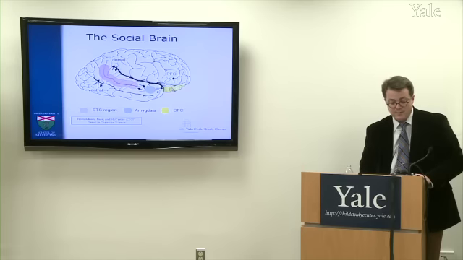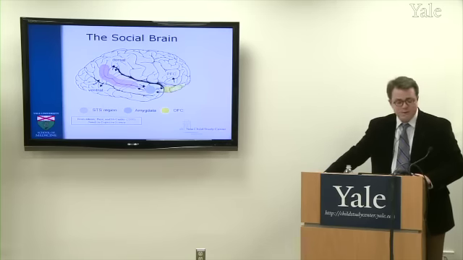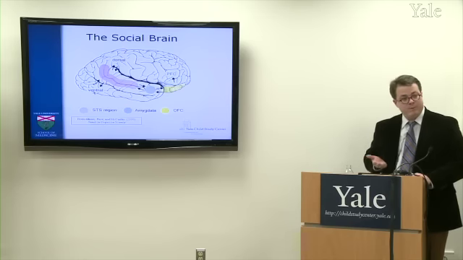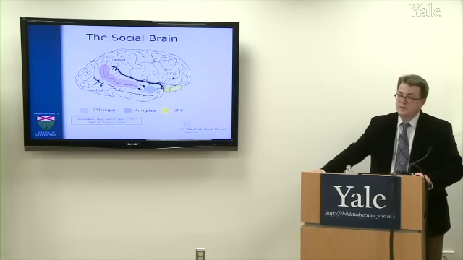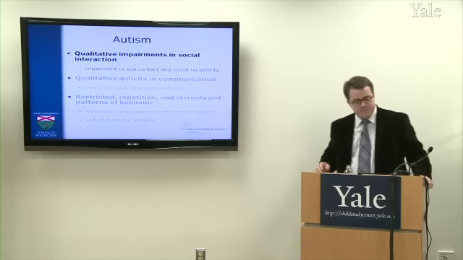Orbital frontal cortex I'll talk about briefly in terms of its role in representing reward value, especially social reward, something that's very relevant to our understanding of autism. And I'll talk about a ventral region here on the surface of the temporal lobe, on the bottom surface of the temporal lobe, that's selectively involved in processing faces. We'll talk about its role in face perception deficits in autism.